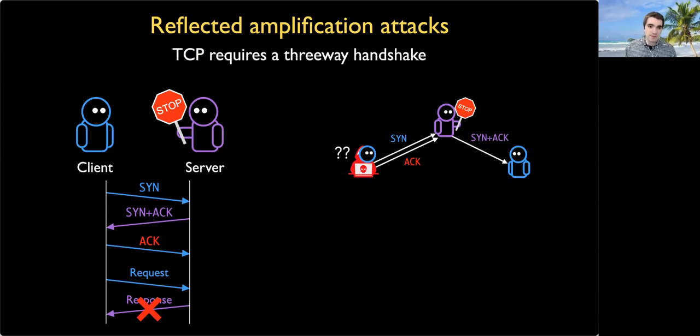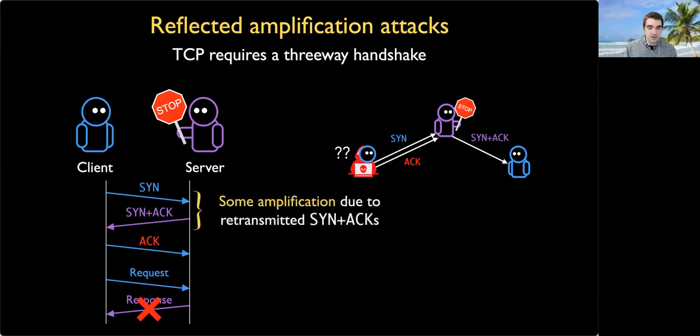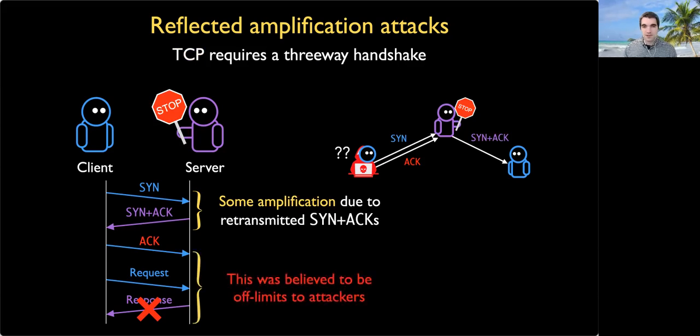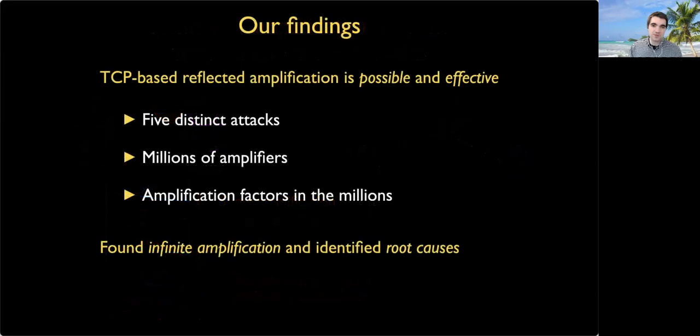Now, technically, there is some small amplification offered by retransmitted SYN packets during this initial exchange. And this is how TCP has been used in the past to launch these attacks. But the actual request and response, the meat of this exchange, has always been believed to be off limits to attackers until today. In this presentation, we're going to show that TCP-based amplification is not only possible, it can also be startlingly effective. We're going to present on 5 distinct attacks that make this possible. I'll show how we found millions of IP addresses that can act as amplifiers, and discuss the enormous amplification factor we discovered. And in some cases, we actually found infinite amplification.